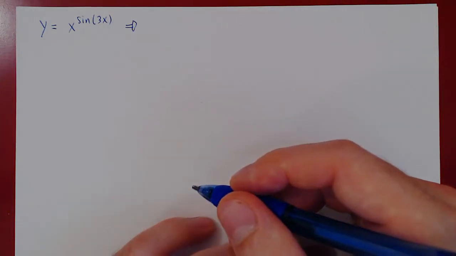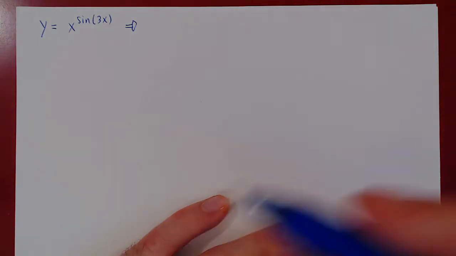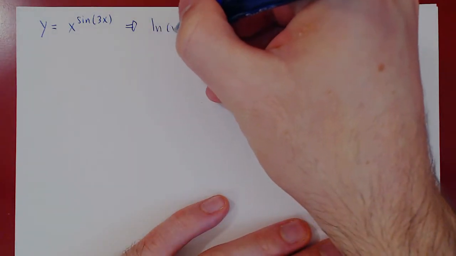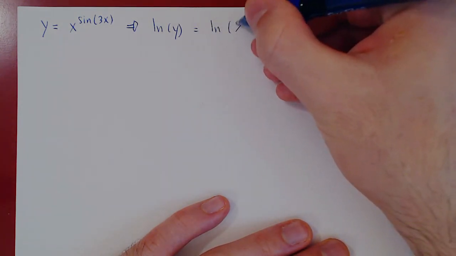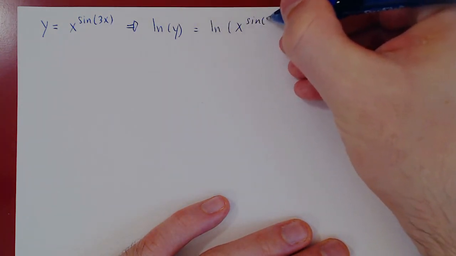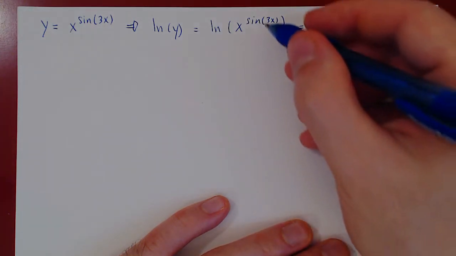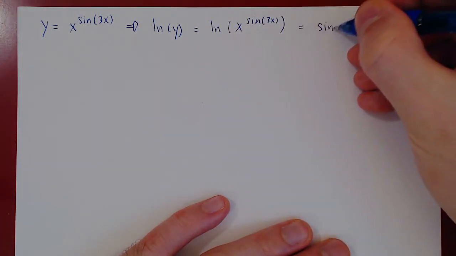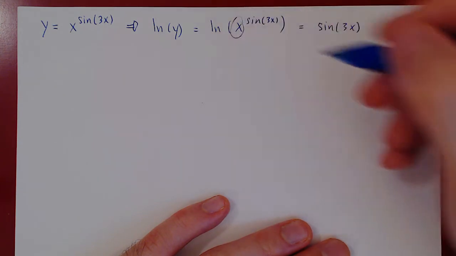And this is once again an example where we can only find the derivative of y with respect to x using logarithmic differentiation. So ln of y will equal ln of the right-hand side, ln of x to the sine of 3x. Property of ln, we can remove the exponent outside of the ln, and we get sine of 3x times ln of x.